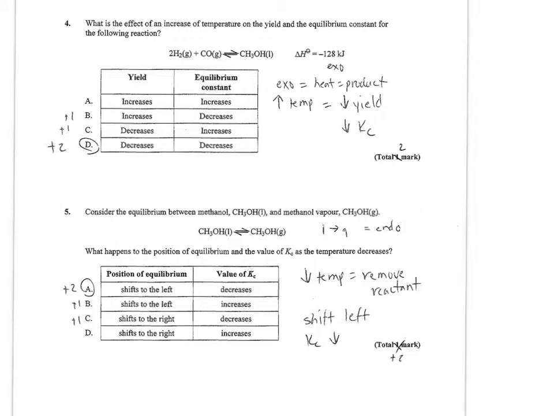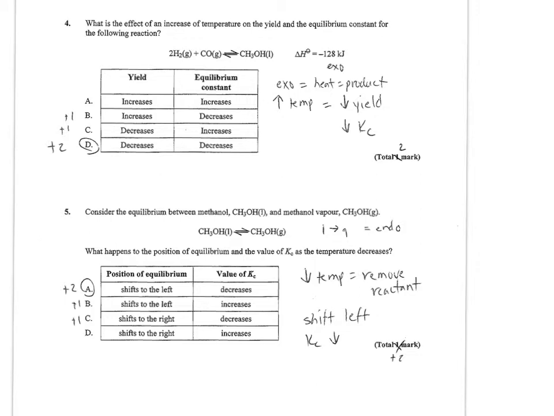So that means an increase in temperature is going to push the equilibrium to the left and decrease my amount of product, which decreases my yield. And when my yield decreases, that means my Kc value also decreases. So D would be the correct choice. And I made D worth 2 marks. And if you had either B or C, so you knew one of the effects correctly, I gave you 1 mark on this.